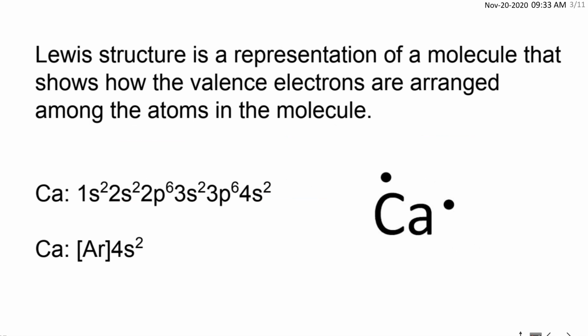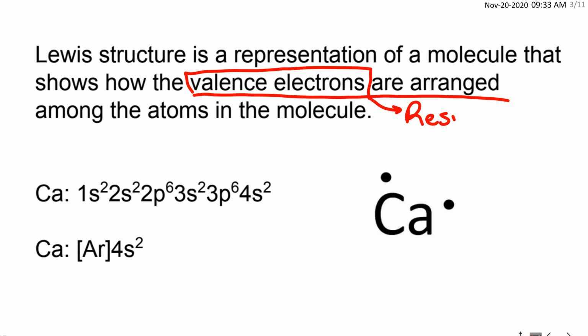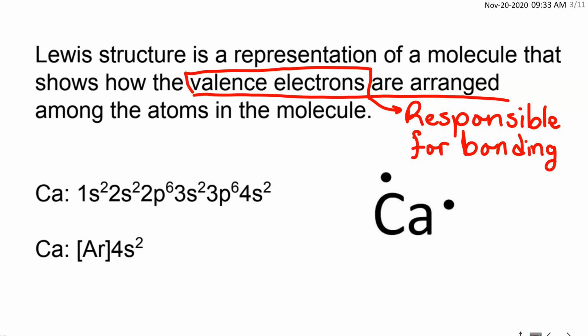Now, a Lewis structure is a representation of a molecule that shows how the valence electrons are arranged among the atoms. This is particularly important because valence electrons are responsible for bonding. So when we talk about a chemical molecule or a reaction, we say that the valence electrons are the ones involved. Now remember, valence electrons are the highest energy electrons in an atom.